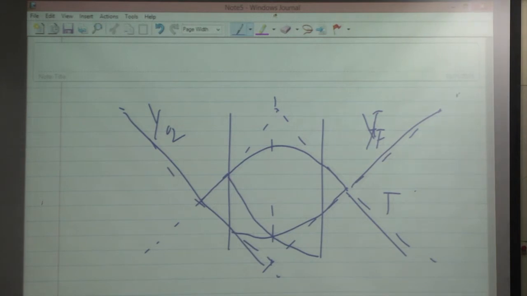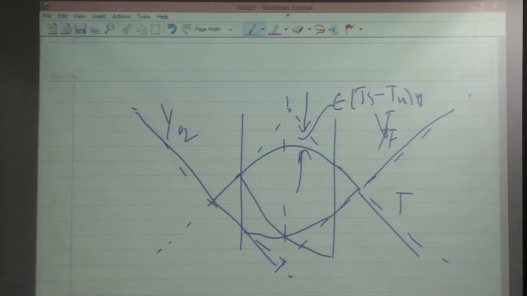So this quantity here, epsilon TST minus TU, is a measure of the difference between the adiabatic temperature. That's that measure over there. That's epsilon times TST minus TU times Y. So those are the perturbations. So the temperature is given by that perturbation.